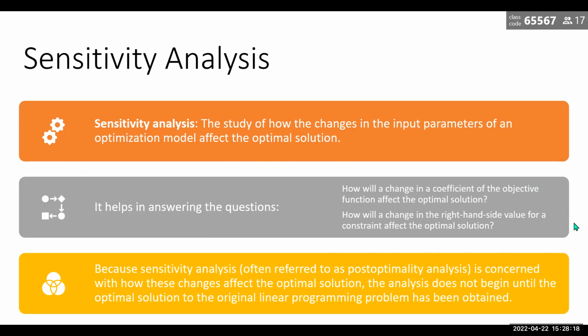There are two major questions here. If there is a change in the objective function, the cost per unit or profit per unit, will it change your optimal solution? Or a change in the right hand side, the availability of your resources, or the minimum requirement, would it affect the optimal solution or not? That is the main question to answer.